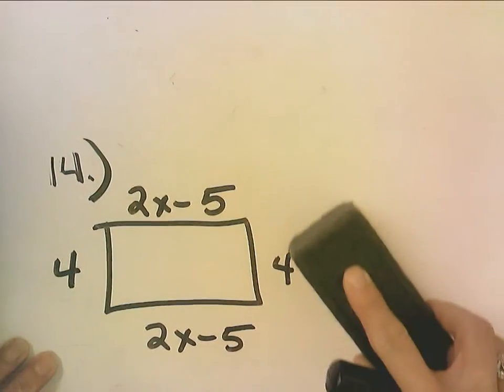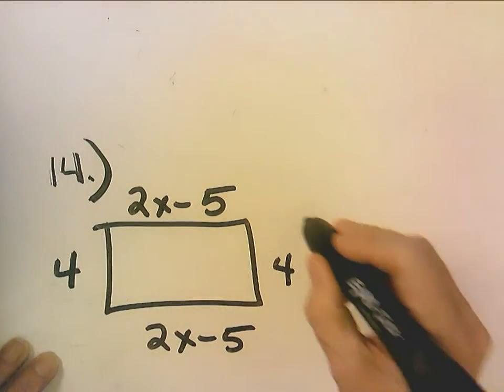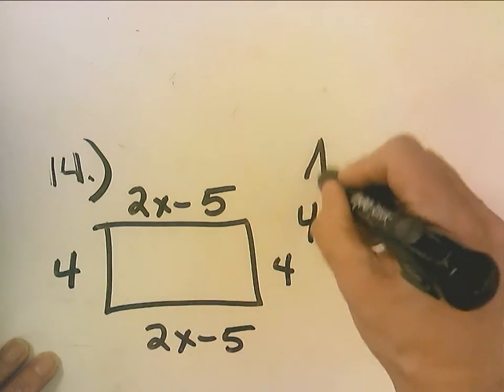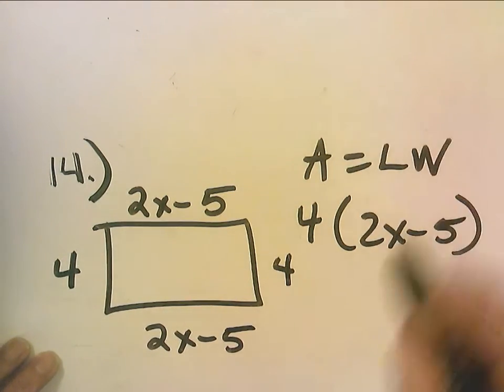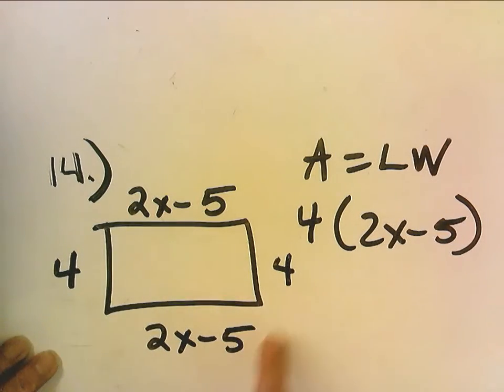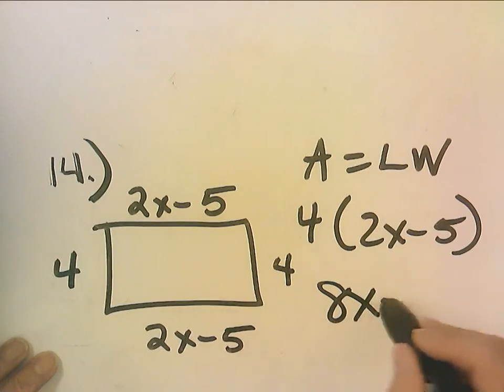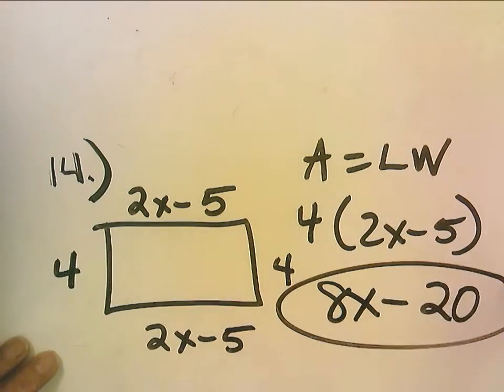Now, the area would be 4 times 2x minus 5, because area equals length times width. So length is 2x minus 5, width is 4. This becomes 8x minus 20. So that answer is 8x minus 20.